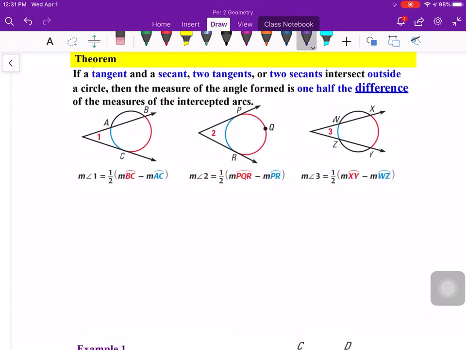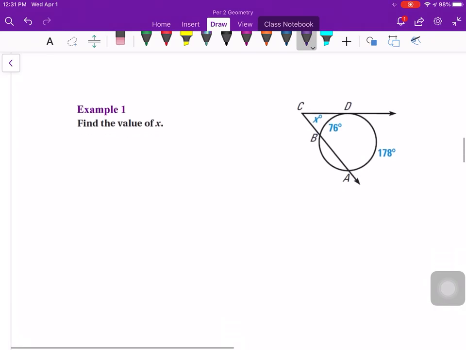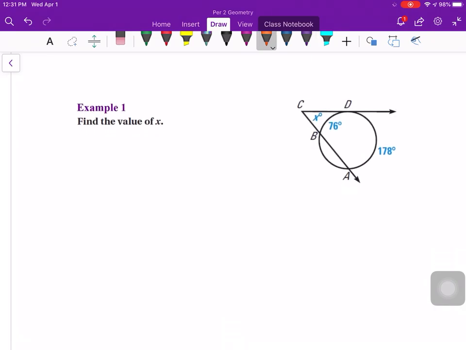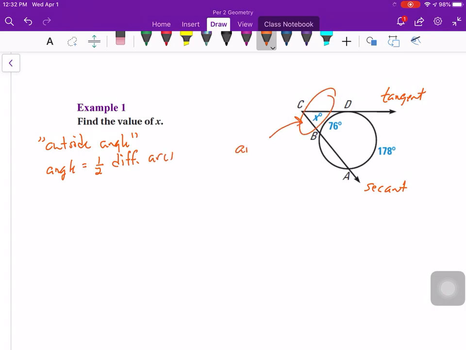So let's take a look at a few examples here. Again, these are the three possibilities. We could have a secant and a tangent. We could have two tangents or we could have two secants, but they're all handled exactly the same way. So when you look at example 1 here, we actually have a tangent up here and we have a secant right here. So that is one of these outside angles. And when you have an outside angle, the angle is equal to half the difference of the arcs.